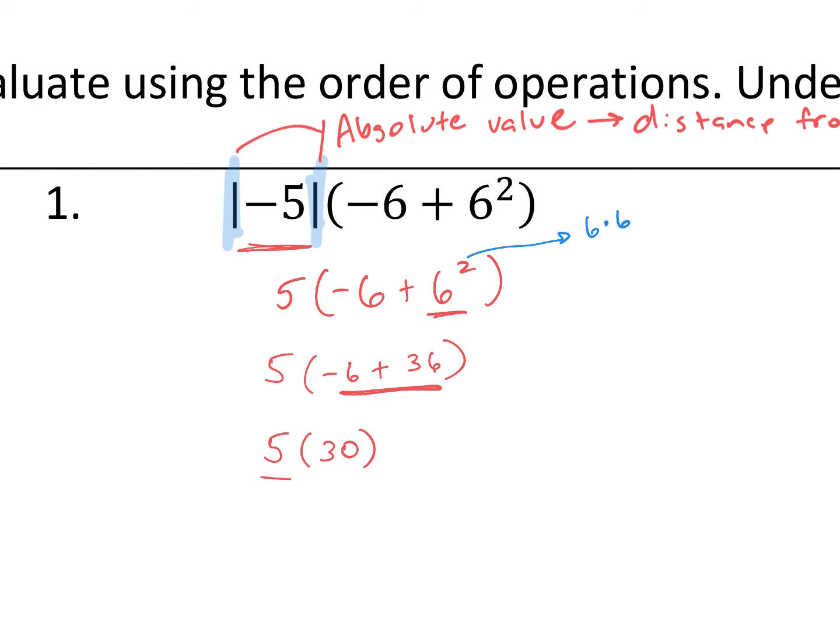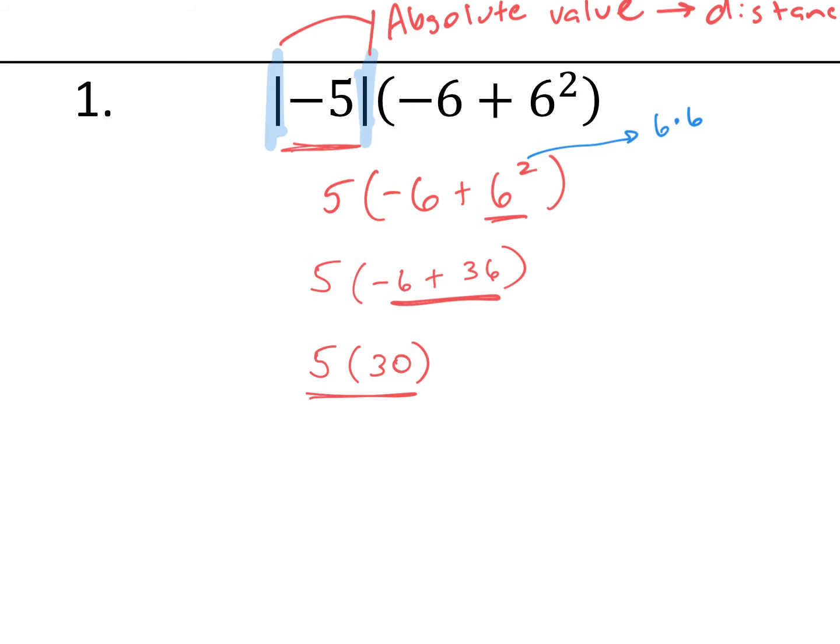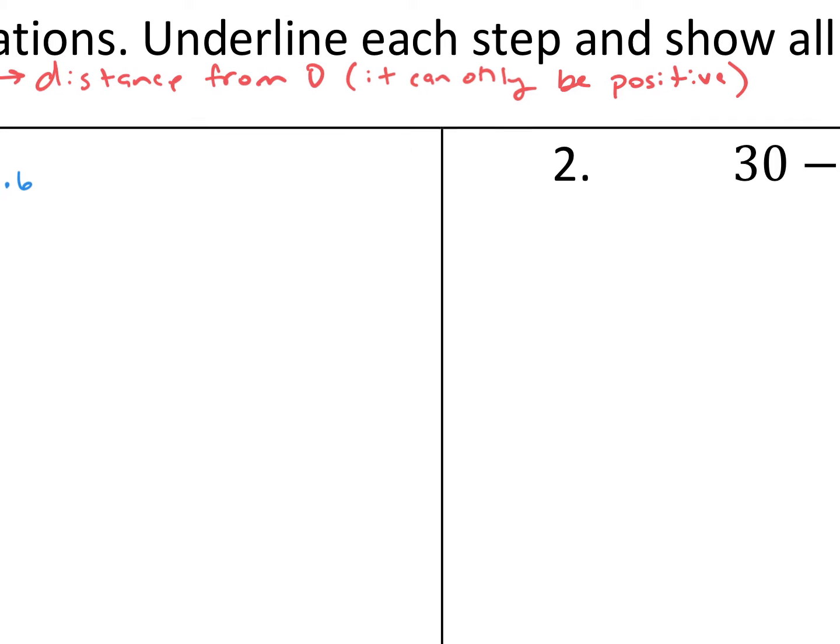My last step, I have to multiply. I'm going to be doing 5 times 30. You can show that work off to the side if you need to, but a quick way to do this is to know 5 times 3 is 15, and then I'm going to add a 0. So 5 times 30 must be 150. All right, let's move on to number 2.